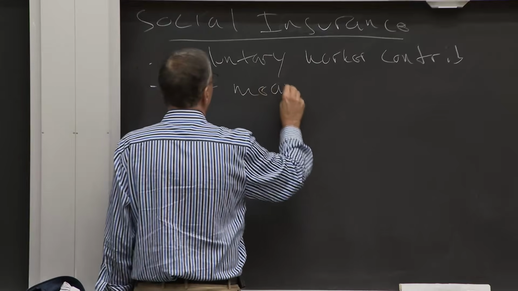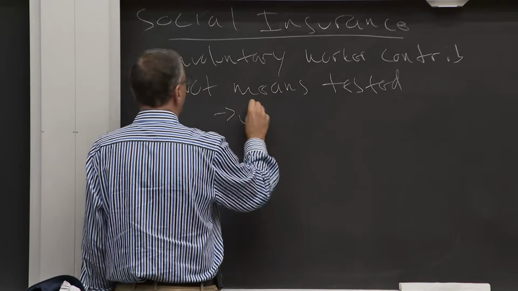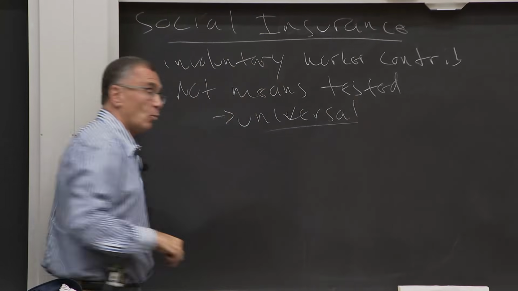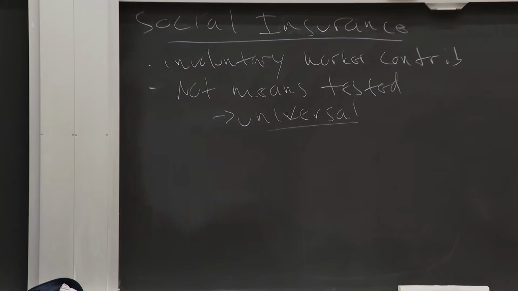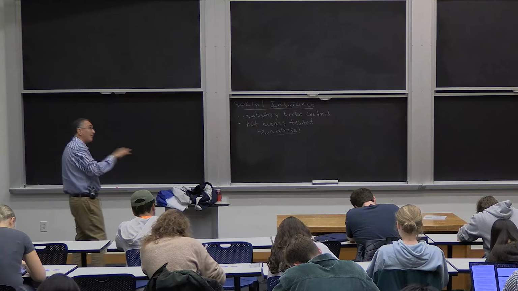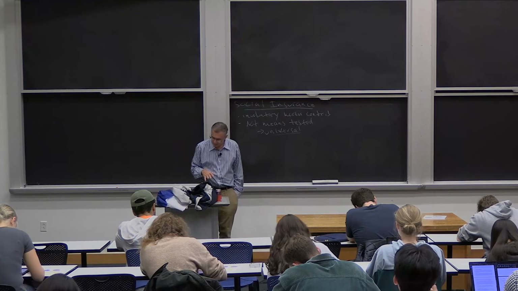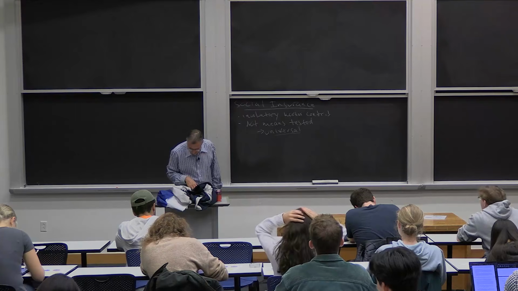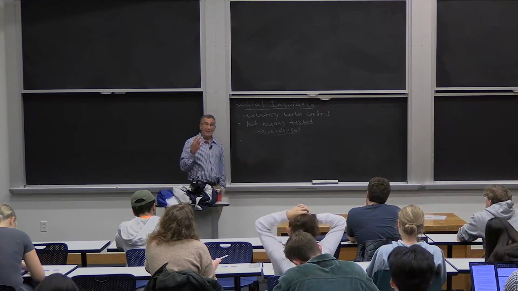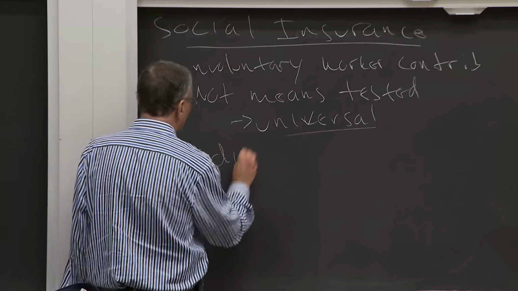The second feature is these programs are not means tested. What does that mean? That means that they're universal. Everyone gets them. This is not something where only poor people get them, or only rich people get them. Now, the nature of the program can differ by income, but everyone's entitled. These are universal programs. Okay? And the third point is that benefit payments are triggered by an adverse event.